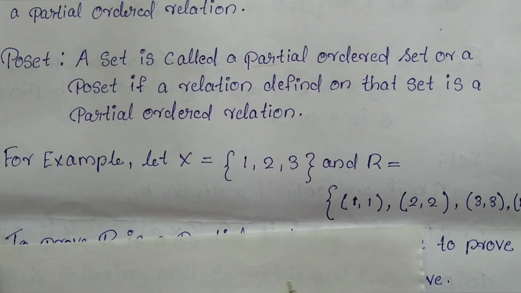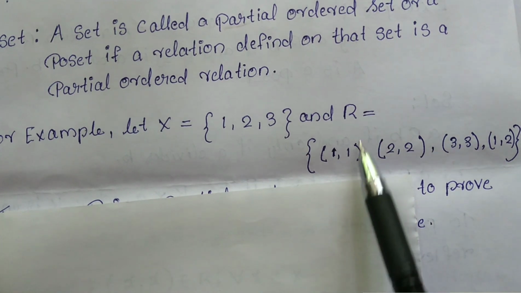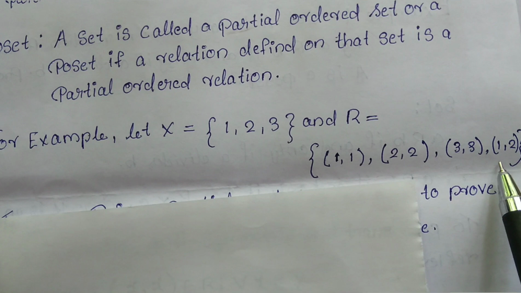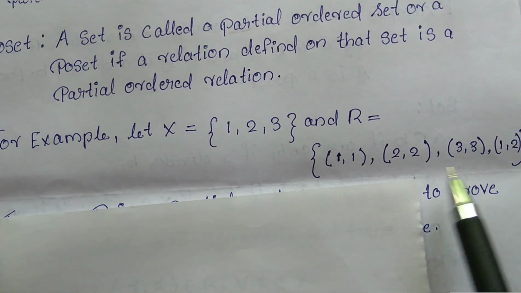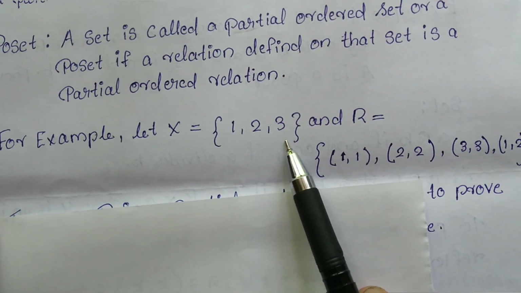So from that, we take a small subset, that is, the relation R is equal to 1,1, 2,2, 3,3, 1,2. So now we have to check whether X is a partially ordered set or not.